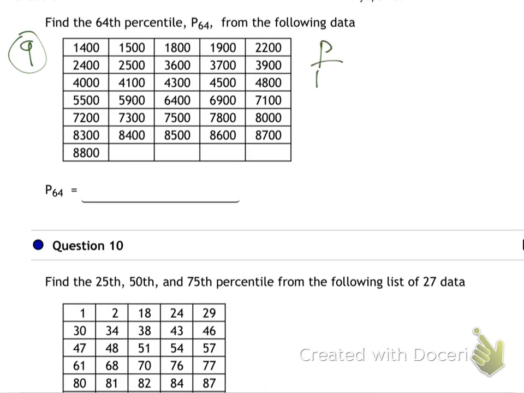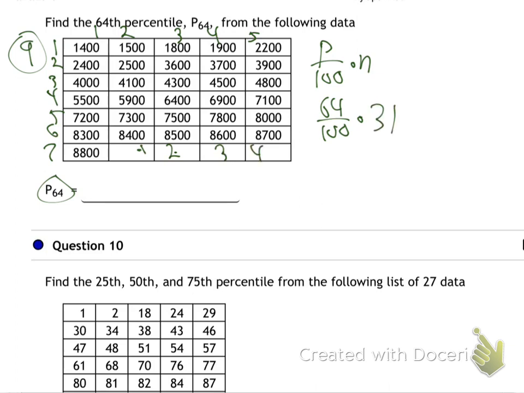So P over 100 times N. The P on mine anyway is 64. 64 over 100 times N. How many data values are here? Looks like 1, 2, 3, 4, 5, 1, 2, 3, 4, 5, 6, 7. 5 by 7, 35, but there's 4 missing. So 35 minus 4, 31 data values.